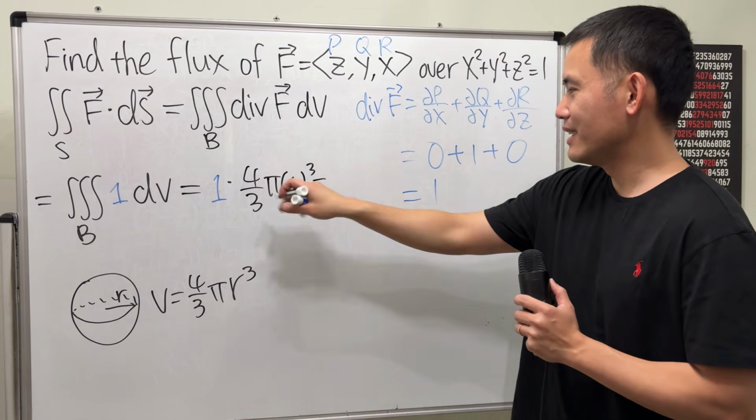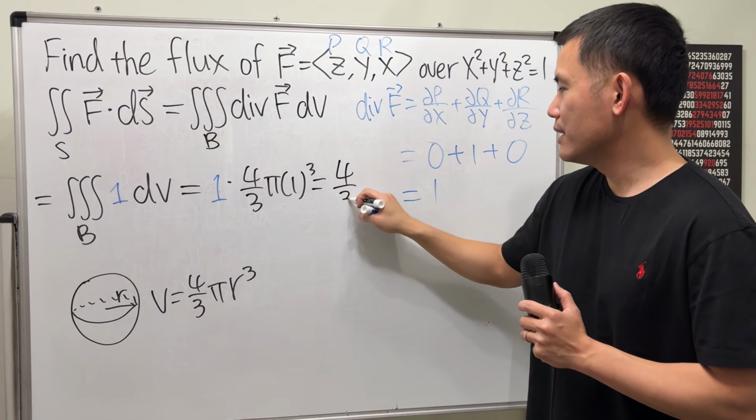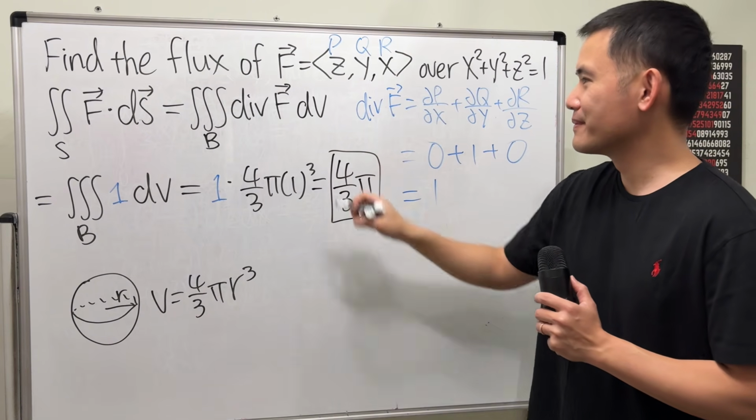So all in all, the answer is just 4/3 pi. And we're done. Very nice, huh?